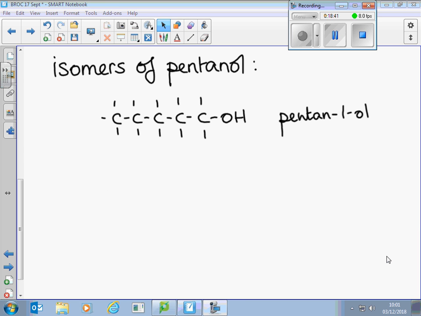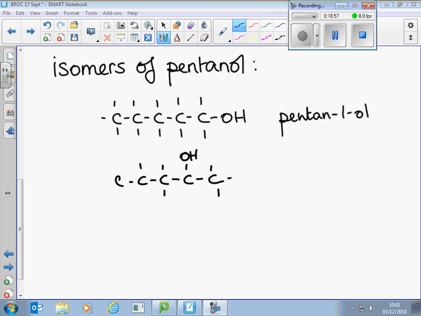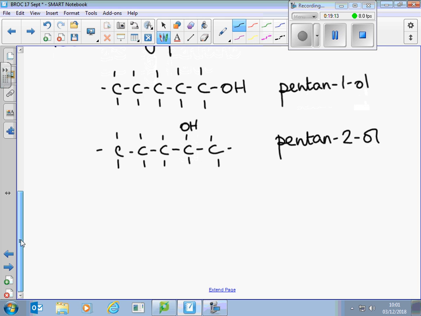Okay, what's the second one that you would obviously go for? 2-ol, yeah. So we'd go 1, 2, 3, 4, 5, and we would stick our OH there, fill everything else up with hydrogen. So pentan-2-ol for that one. And the next most obvious one would be 3-ol. Yeah, I think I missed something there, didn't I? So yeah, we can have 3-ol as well. So we can go 1, 2, 3, 4, 5. Stick it on there.